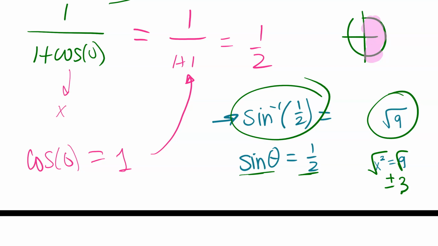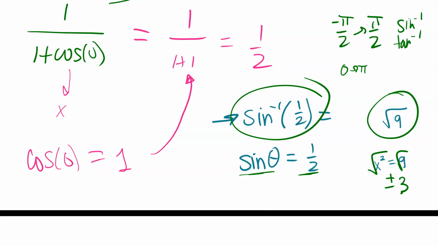Wait, would you say pi over 2 to negative pi over 2? No, negative pi over 2 to pi over 2. Negative pi over 2 to pi over 2 is sine inverse and tan inverse. But cosine is 0 to pi for cosine inverse.